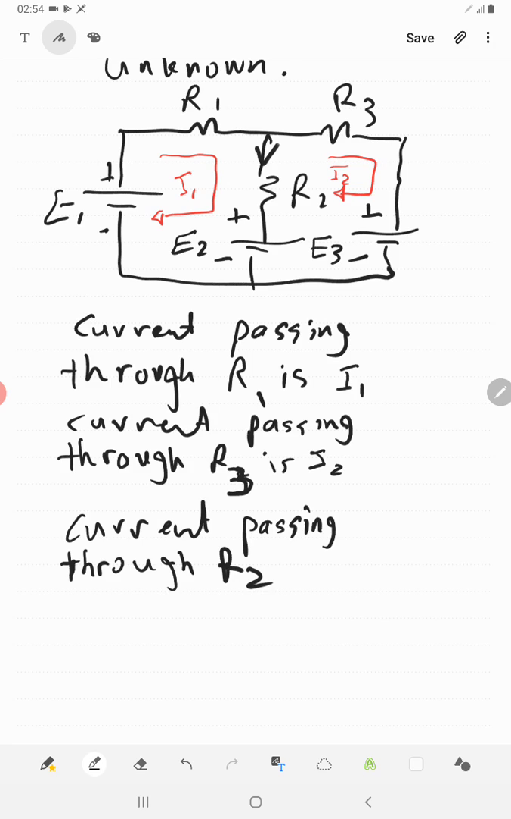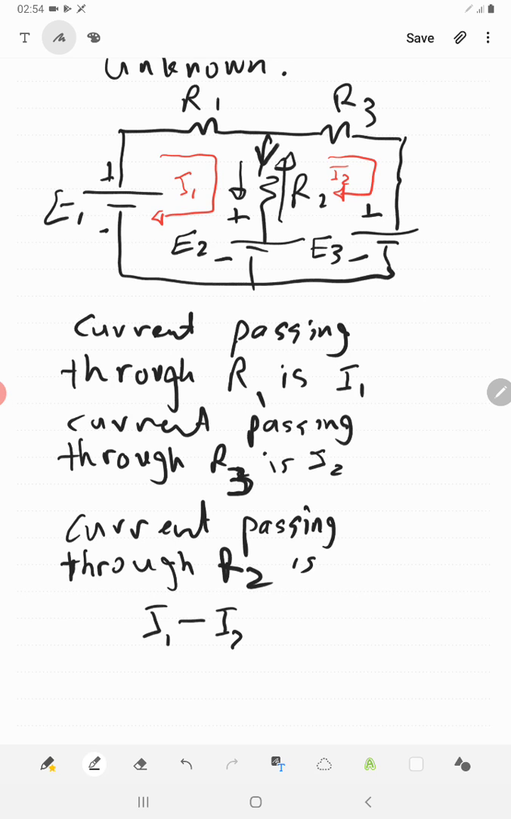And this current, or this branch, the branch R2, passes through R2 two currents. I1 in the same direction as the current passing through R2. However, I2 is in the opposite direction. So the current passing through R2 is I1 minus I2. So I1 is passing in this direction, while I2 is passing in this direction.